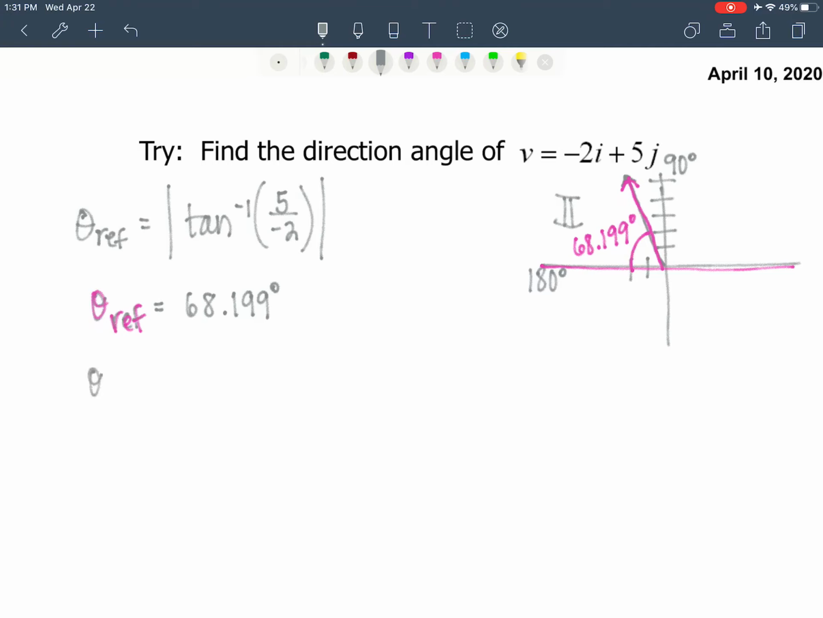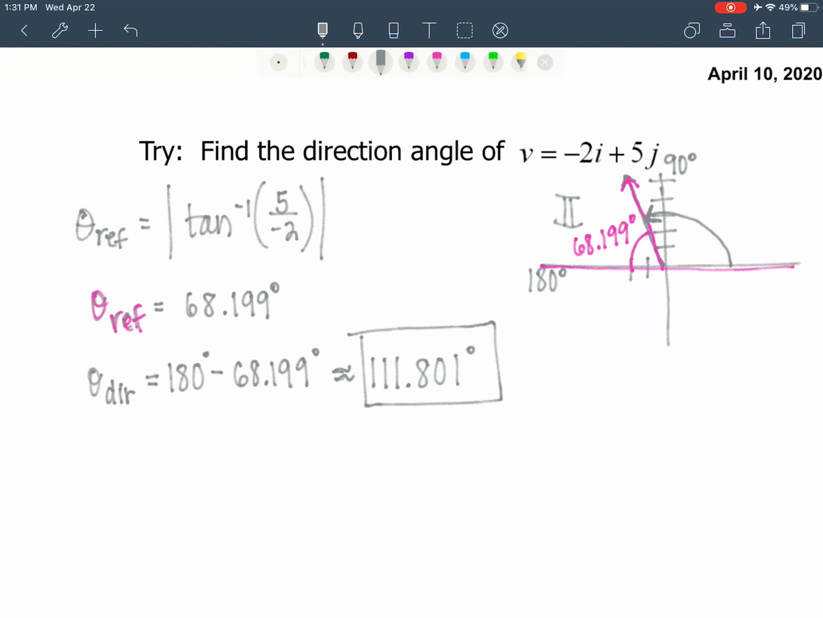So my direction is going to equal 180 minus 68.199 degrees, so that I get this angle right here, which is approximately 111.801 degrees. So that's our direction angle of the vector v.